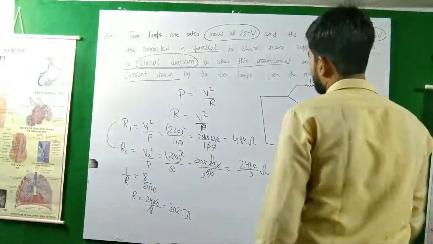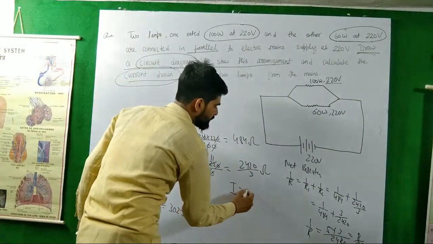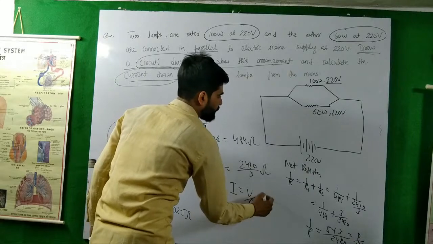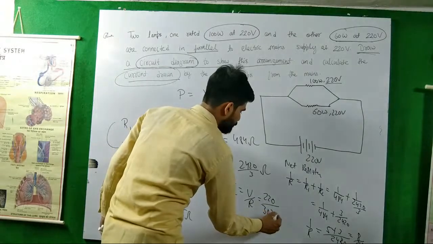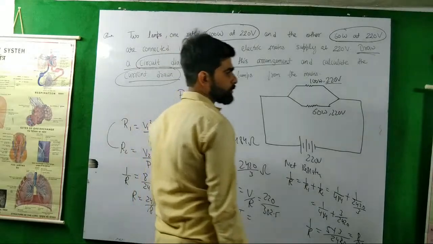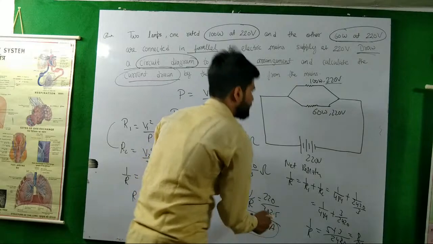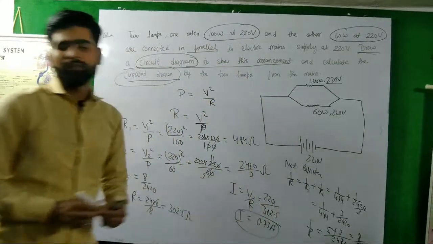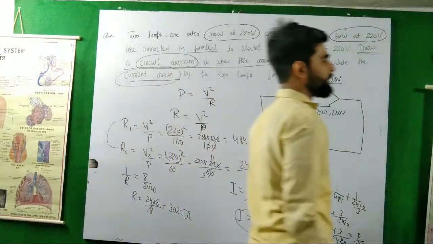Now we have to find the value of current, I, and we know very well I is equal to V upon R. The value of V is 220, and the value of R is 302.5. When we divide 220 by 302.5, we get 0.73 ampere. This is the answer for the current drawn from both the lamps. Write this question.